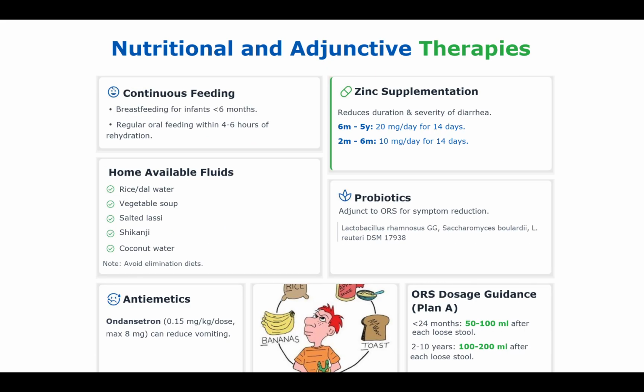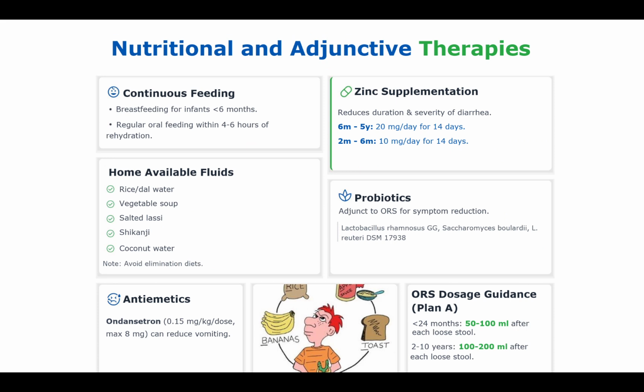Beyond rehydration, nutritional and adjunctive therapies are absolutely vital for recovery and preventing future episodes. Firstly, continuous feeding is paramount. For infants under 6 months, breastfeeding should be continued. For all children, regular oral feeding should be reintroduced no later than 4 to 6 hours after rehydration has begun. Even in cases of severe acute malnutrition, food should be offered during the rehydration phase.